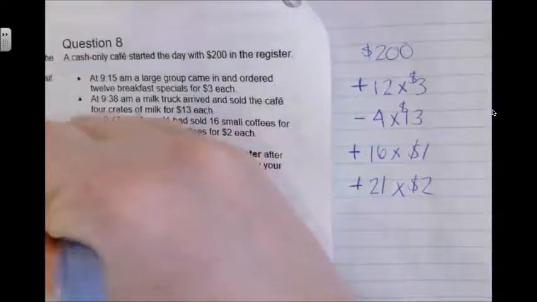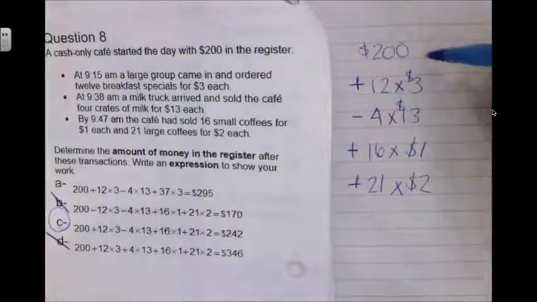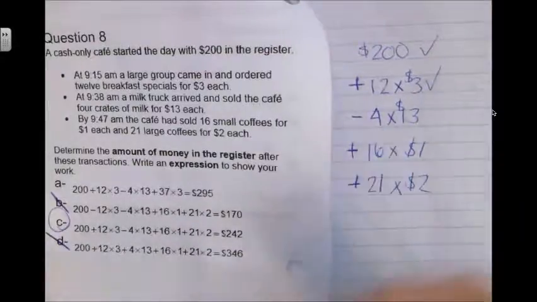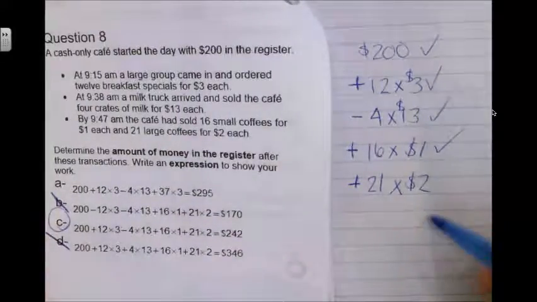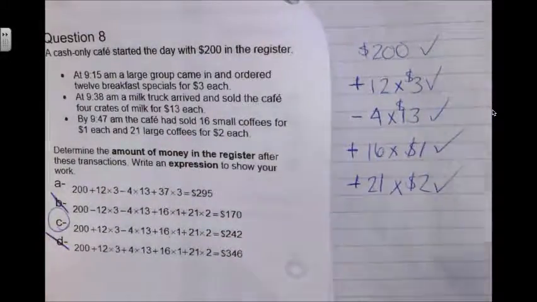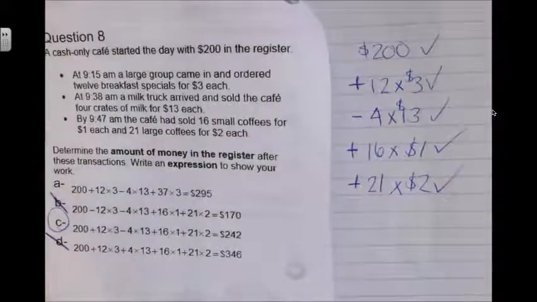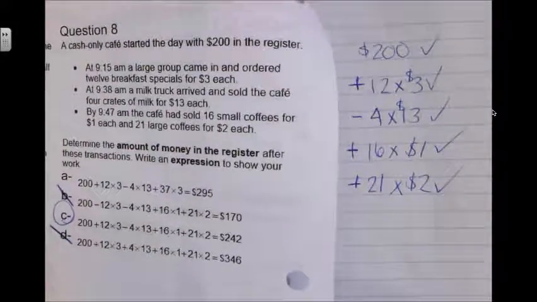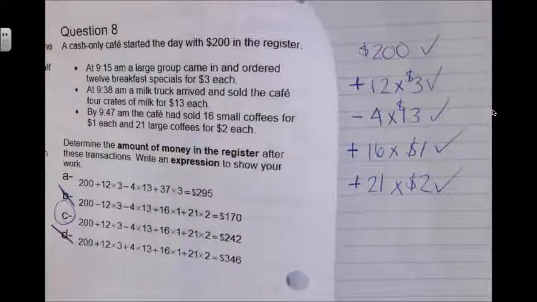So you have 200 plus 12 times 3, which is what we had here, minus 4 times 13, plus 16 times 1, plus 21 times 2. Okay, and if you do calculate it, or if you're asked to calculate it on your exam, you're capable of calculating it, and it came out to $242. Okay, so you do need to be able to make a chain of operations for your exam. As I told you, it is going to have something to do with money, so it would be something similar to this, where you would have things that you're buying and things that you're selling, and you have to keep track of which ones are positive and which ones are negative.